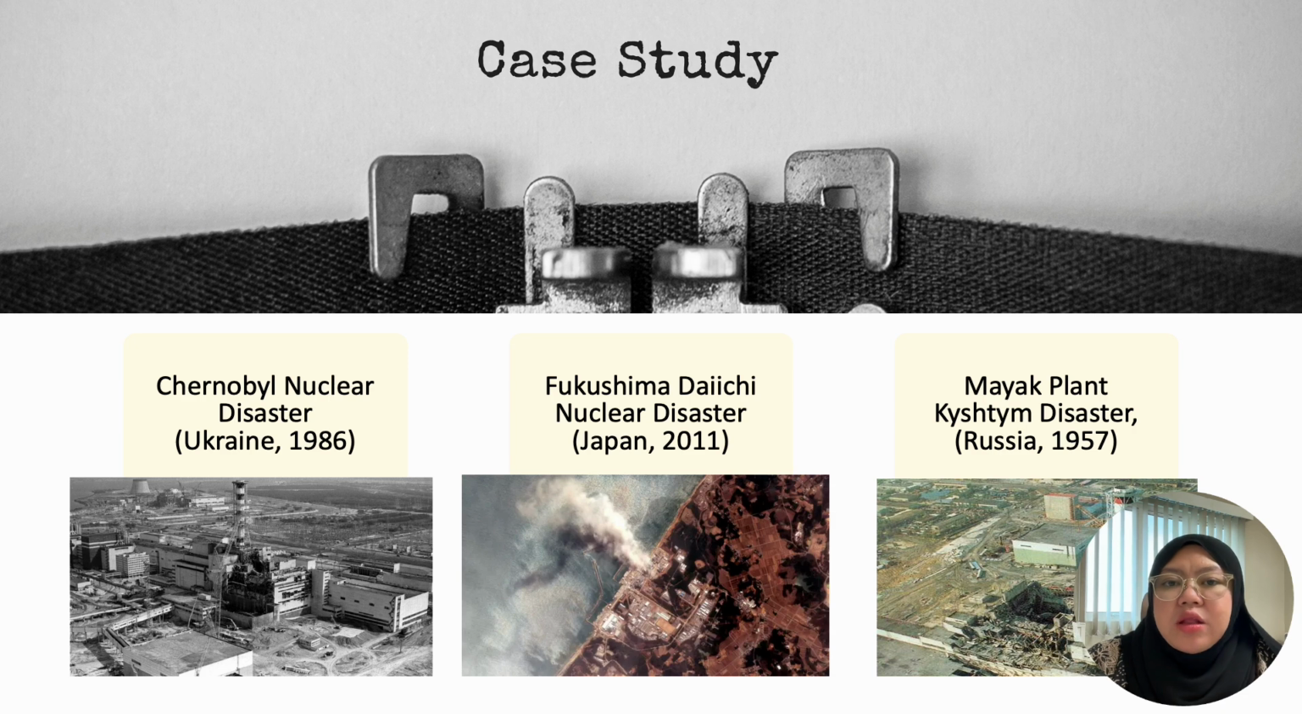Let's look at three real-world disasters. The first disaster related to radioactive waste is Mayak in Russia, which happened in 1957. This is one of the earliest major radioactive waste disasters. Second is Chernobyl in Ukraine in 1986. This disaster was caused by a reactor explosion, leading to long-term contamination. And the third case study is Fukushima, which happened in Japan in 2011. This disaster was triggered by an earthquake and tsunami. It released radioactive water and waste.